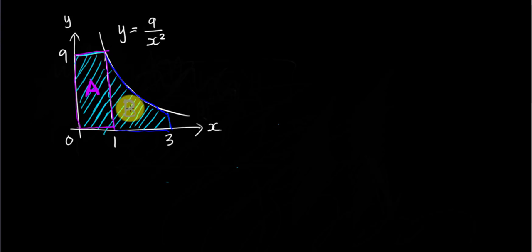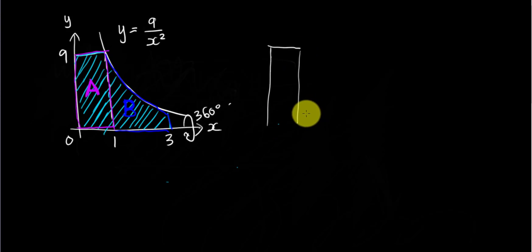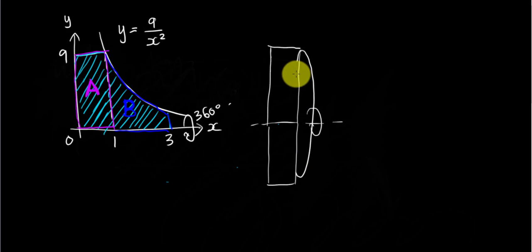What will happen here is, if the whole thing rotates 360 degrees on the x-axis, part A itself will become a cylinder. Just assume you have something that looks like a rectangle. If this rectangle rotates 360 degrees, what will it be? It will become a cylinder. So this is the volume of the cylinder. Even though it doesn't look like it, this is a cylinder.